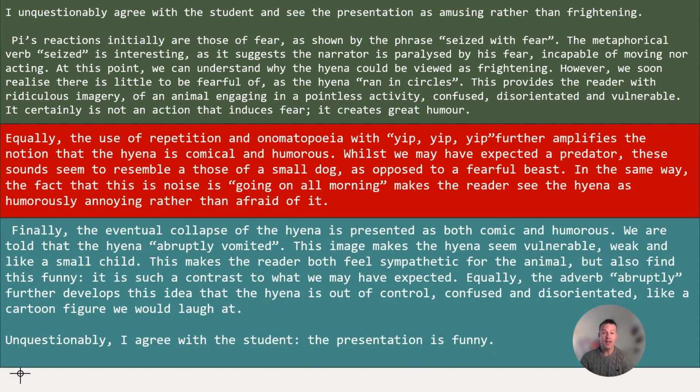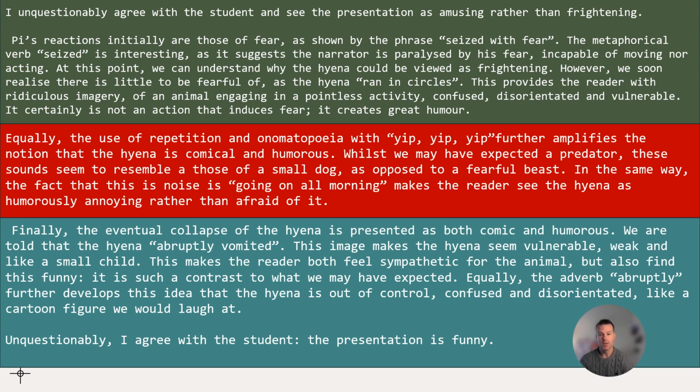Finally, the eventual collapse of the hyena is presented as both comic and humorous. We are told that the hyena abruptly vomited. This image makes the hyena seem vulnerable, weak, and like a small child. This makes the reader both feel sympathetic for the animal, but also find this funny. It is such a contrast to what we may have expected. Equally, the adverb "abruptly" further develops this idea that the hyena is out of control, confused and disorientated, like a cartoon figure we would laugh at. And unquestionably, I agree with the student.